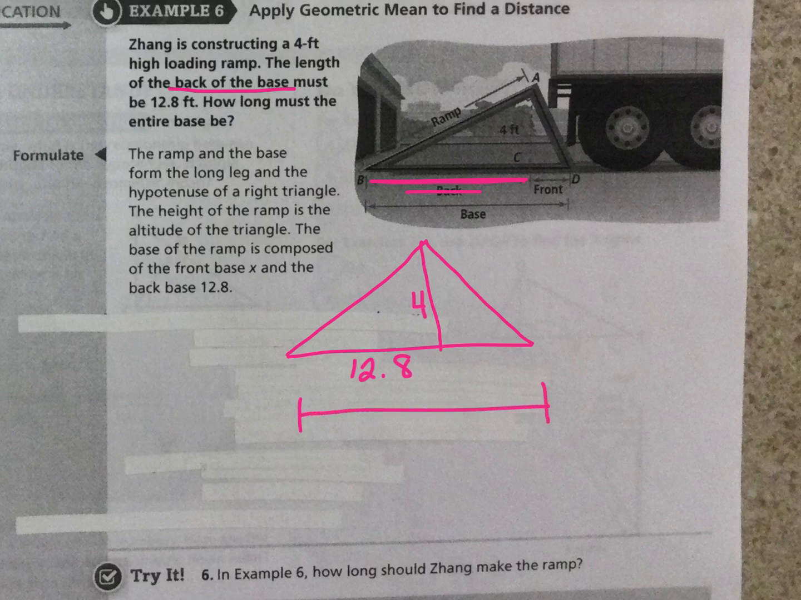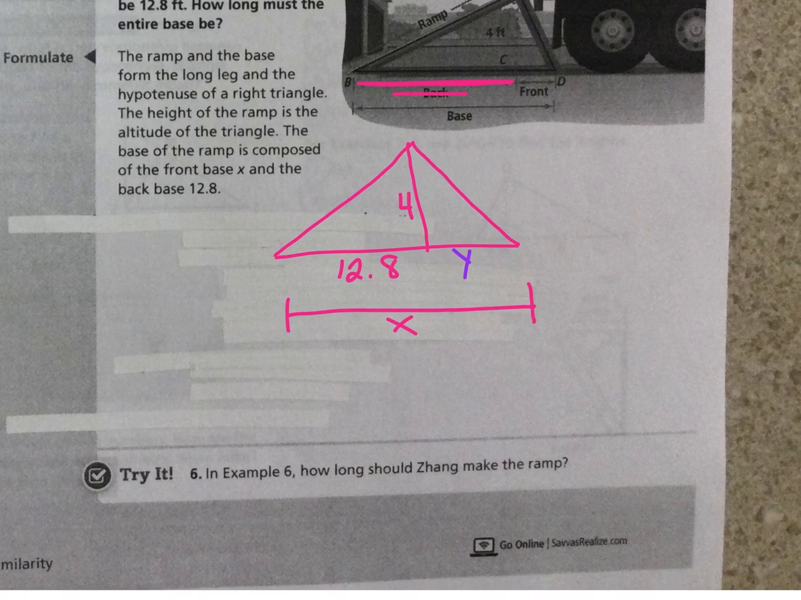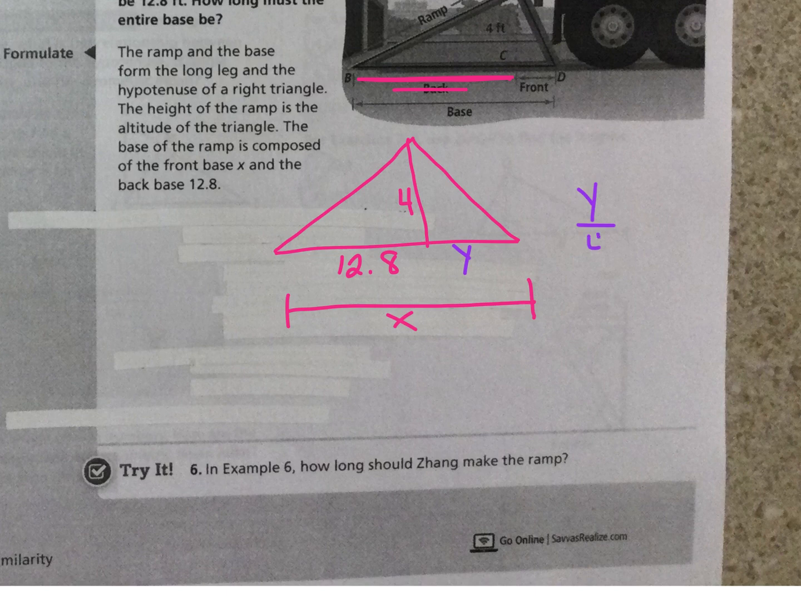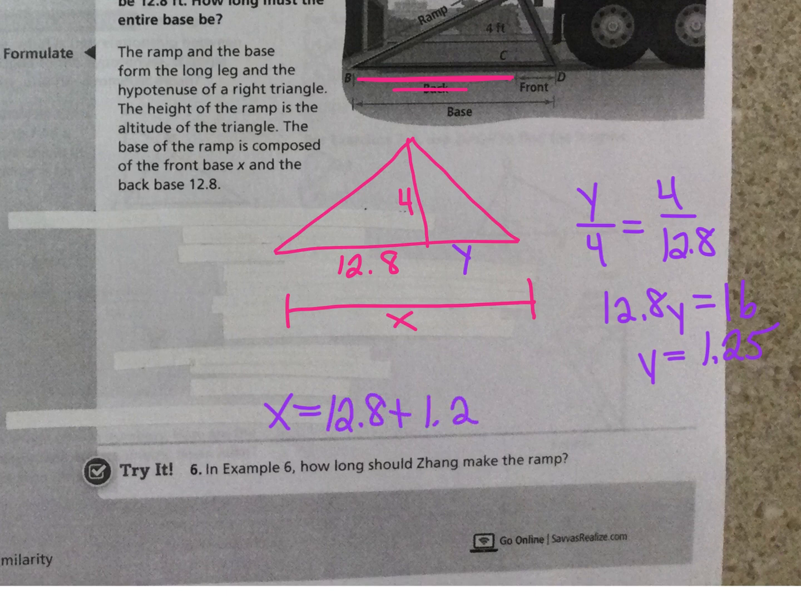The first thing I need to do is find y, right? So y is to 4 as 4 is to 12.8. So 12.8y equals 16, so y equals 1.25. So x has to equal 12.8 plus 1.25, and I get 14.05. And that's all there is to 7.4. So there you go.